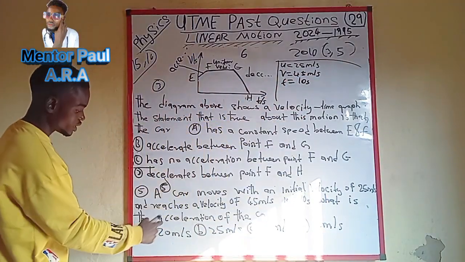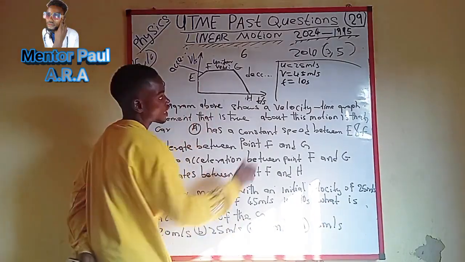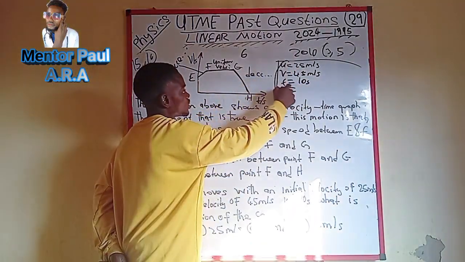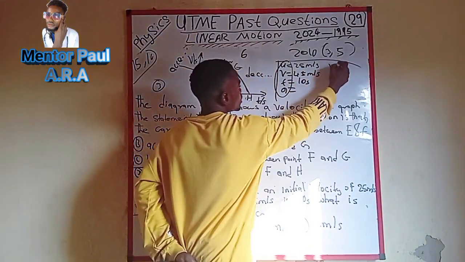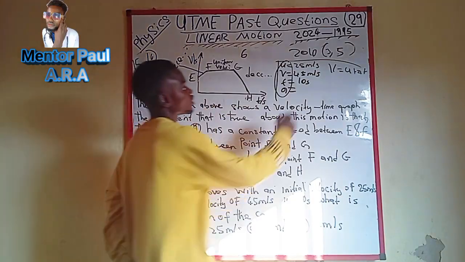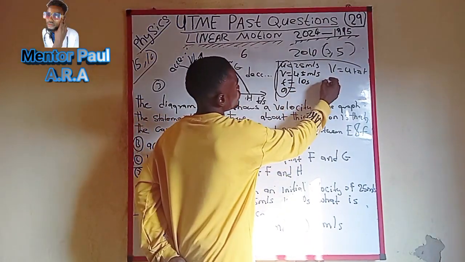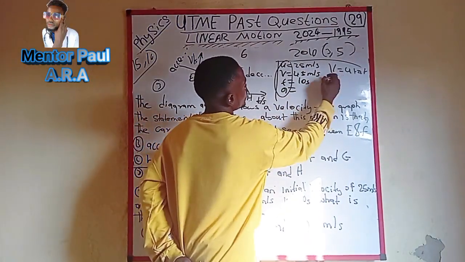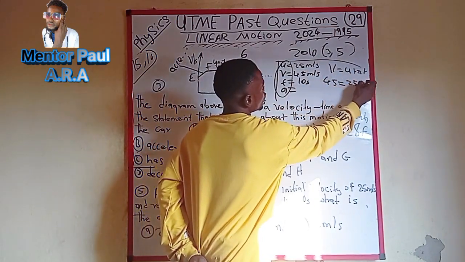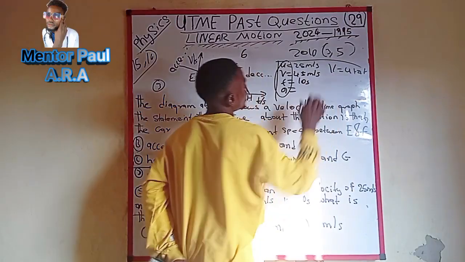What is the acceleration of the car? We are looking for the acceleration of the car. This question is very cheap and very simple. Hence, we have that v equals u plus at. We are looking for acceleration. Now, v is 45, equals u, which is 25, plus a t.